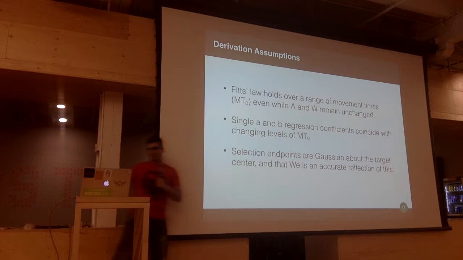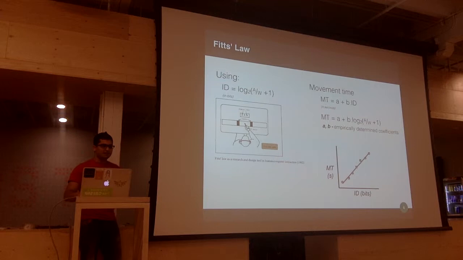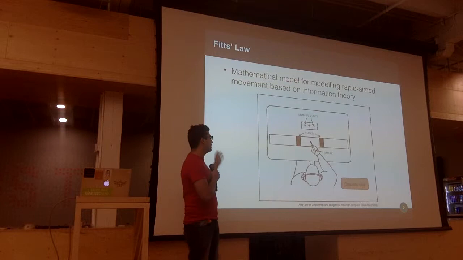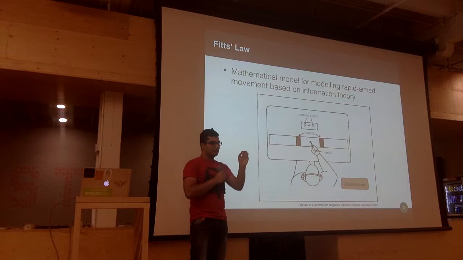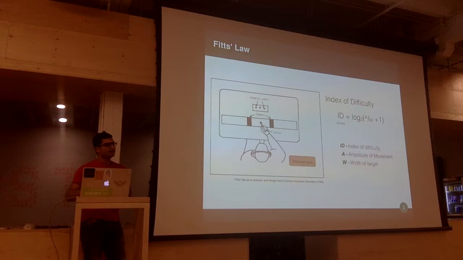So again, as I said, the paper is really simple. The most important part is you have to understand that Fitts' law is simply a discrete task. You have some stimuli, and you have to move your cursor to two targets of a certain width. Fitts' law predicts that, based on the specific index of difficulty, you can calculate the movement time.